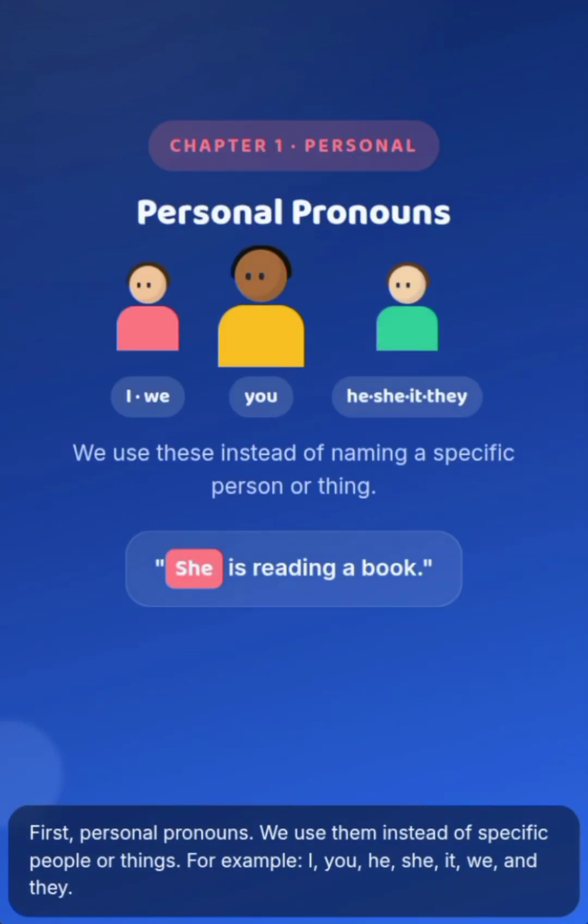Personal pronouns: I, we, you, she, he, it, they. We use these instead of naming a specific person or thing. Example: she is reading a book.